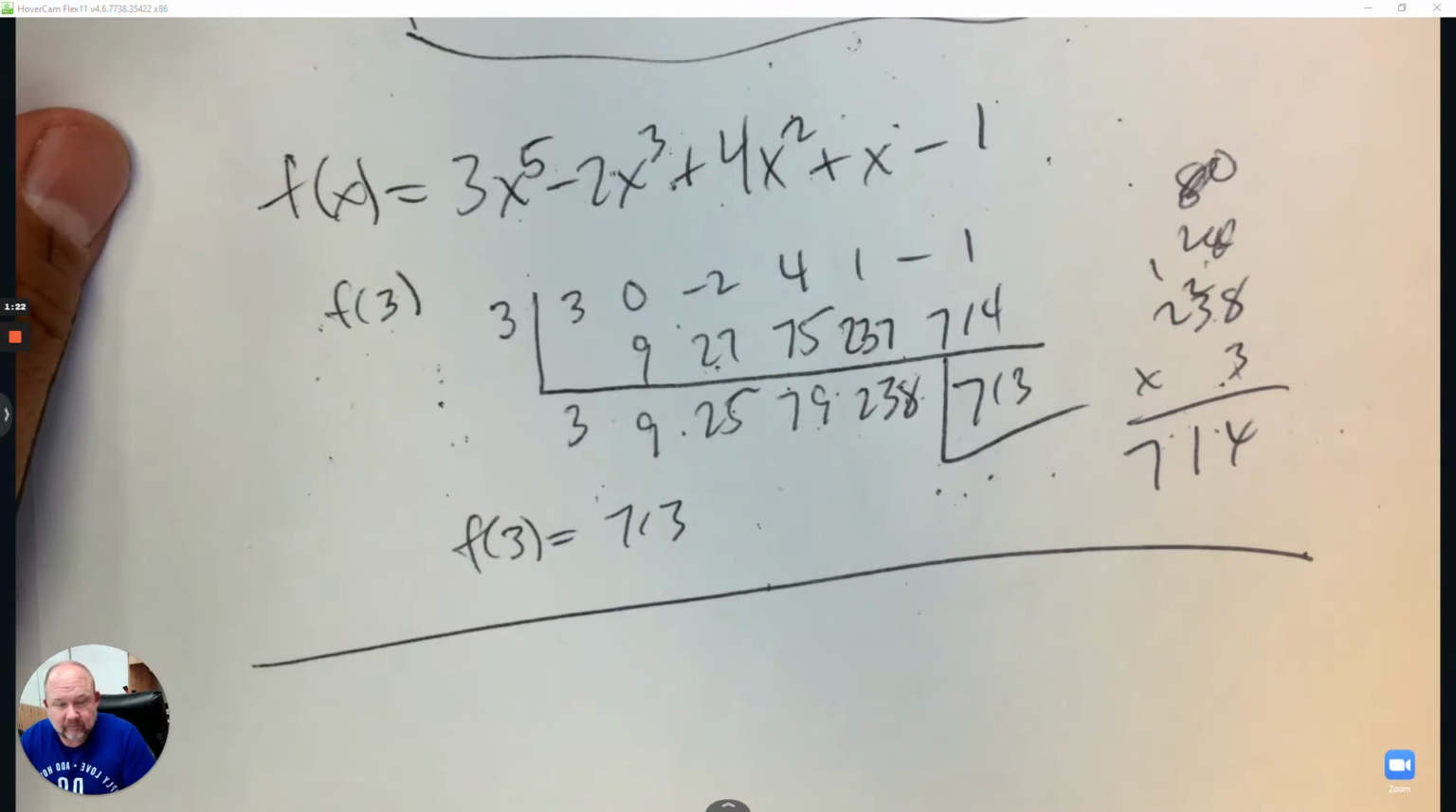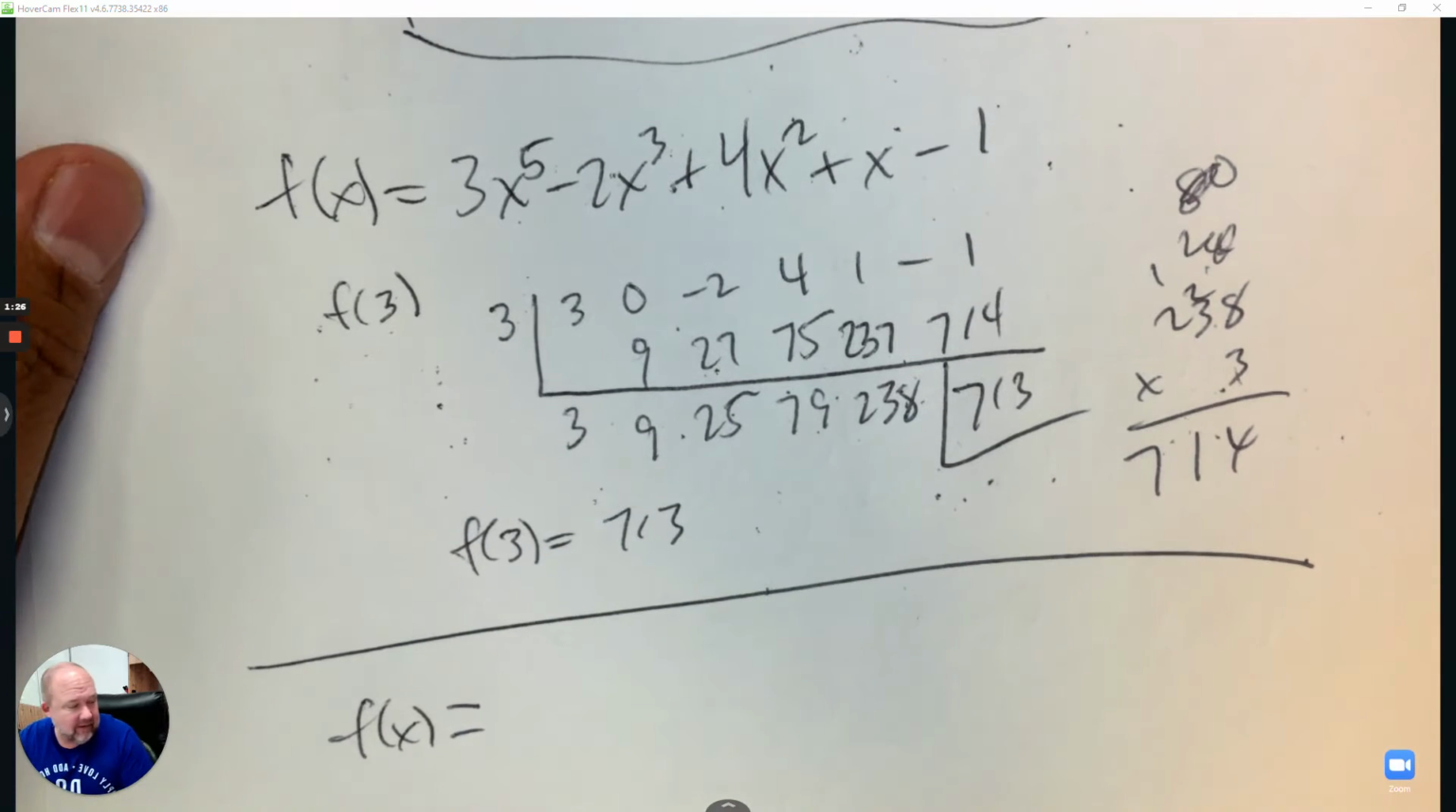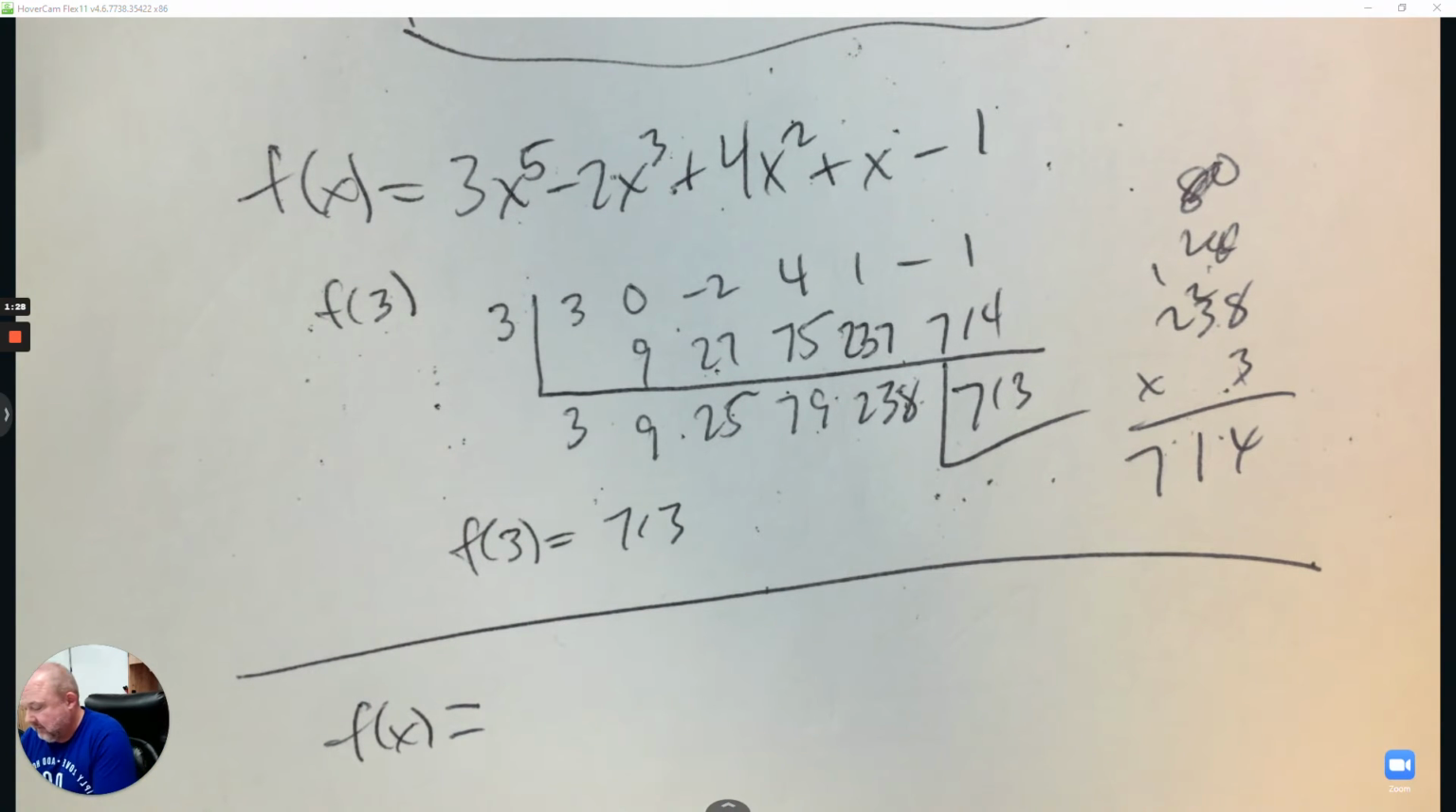So that's the remainder theorem. Now, the other one's the factor theorem. If I give you a factor, and you have something to factor out. So let me set up something here to be able to factor.